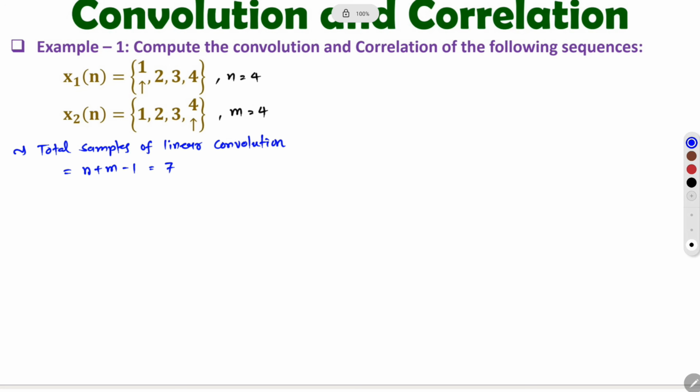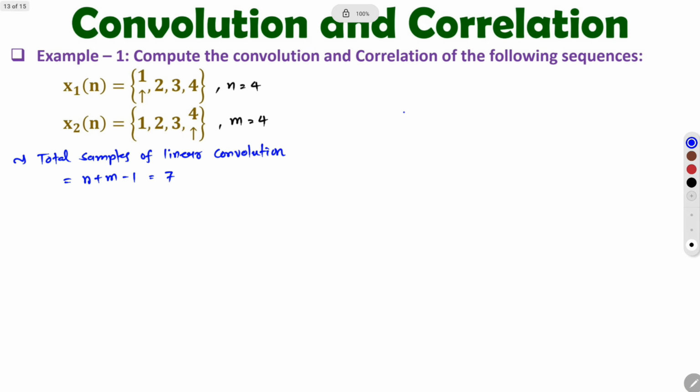For that I need to form a matrix. Here we have x1 of n, that is 1, 2, 3, 4. Let us note it down: 1, 2, 3 and 4. And x2 of n has elements 1, 2, 3, 4, so vertically I need to note it down: 1, 2, 3 and 4. Now let us compute elements over here. Let us multiply 1 with this, so that will be 1, 2, 3 and 4.